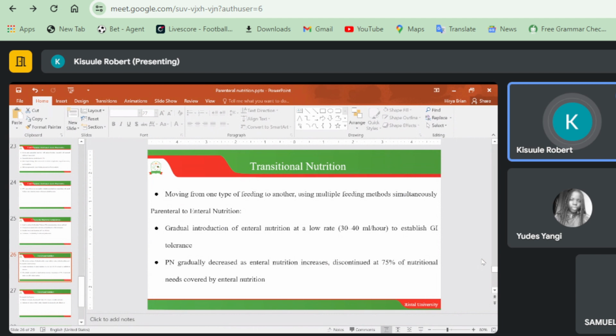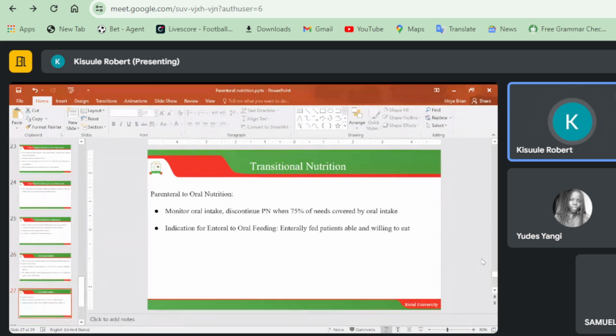So what we do is introduce enteral nutrition at a low rate of 30 to 40 mils per hour, and parenteral nutrition is gradually decreased as enteral nutrition increases. If we reach the optimum, we discontinue at 70% of the nutritional needs. If 75% of the nutritional needs are covered by enteral nutrition, we will have to stop parenteral intake. So from parenteral to oral nutrition, here we monitor oral intake and we discontinue parenteral nutrition when 75% of the needs are covered by the oral intake.